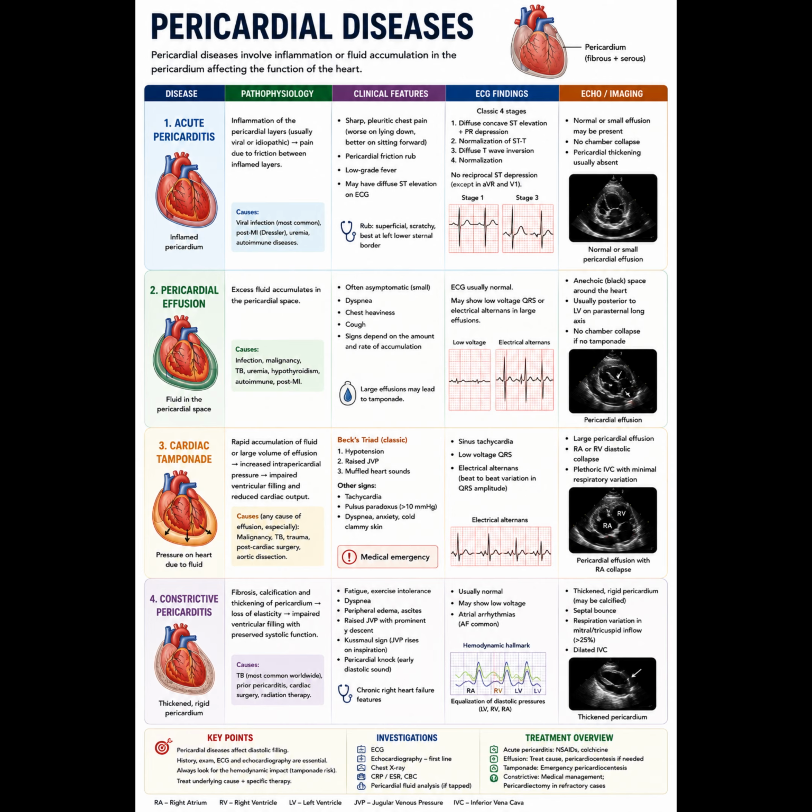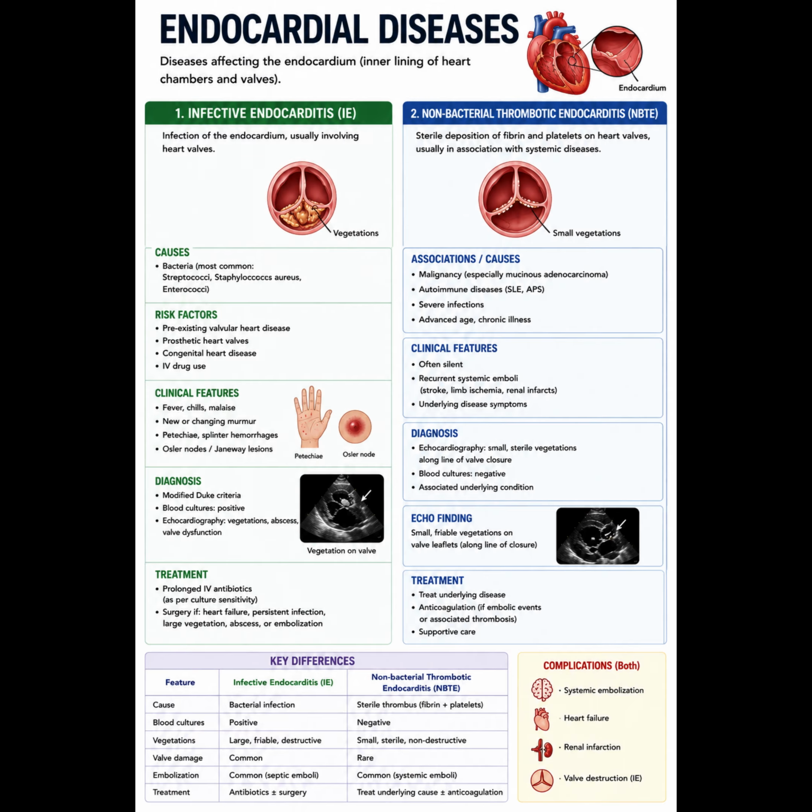Third is cardiac tamponade, rapid accumulation of fluid in large volumes in the layer. Increased intracardiac pressure, so in that sinus tachycardia or a low voltage QRS complex. And fourth is constrictive pericarditis, fibrosis, calcification, thickening of pericardial layer. ECG usually normal or may show low voltage.